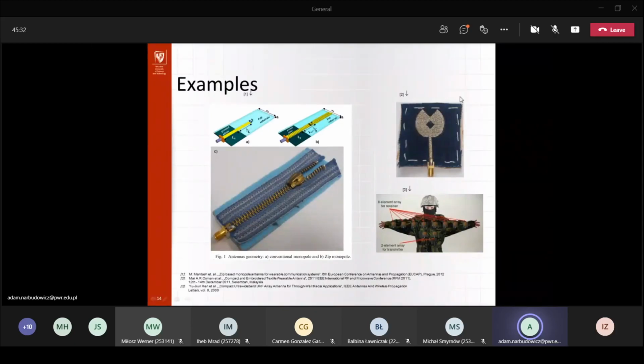Here we got also some material-based antennas. So in this context, this is a very specific so-called monopole antenna. And this part is simply conducting embroidery, right? So this is all stitched together, whereas the general fabric is considered as a low permittivity dielectric, whereas these components here are basically conductive.